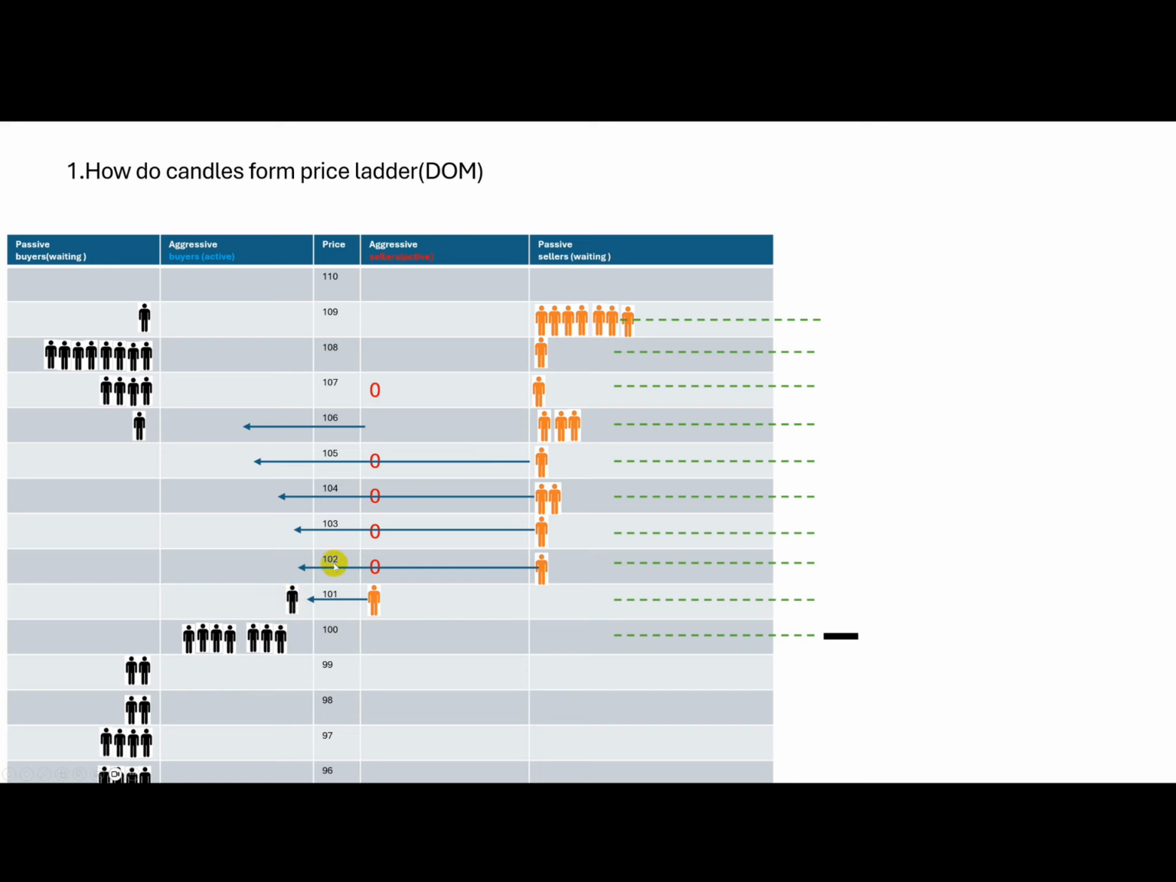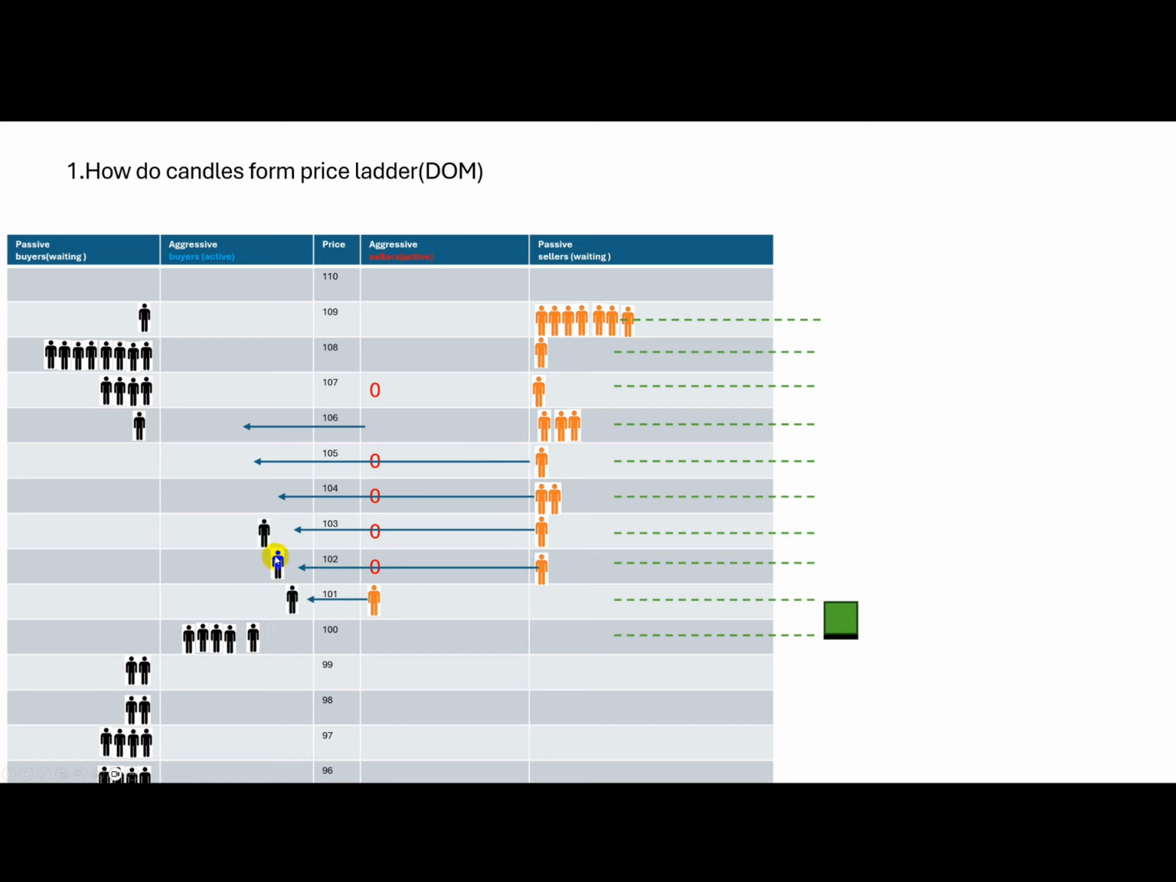Now, at 102, we have no active seller. These active buyers and sellers are exchanging whatever it is, it could be EUR/USD, indices, gold, a stock, or whatever. This candle moves up, the price goes up, and it shows that there is some interest, the number of buyers outruns the number of sellers here.